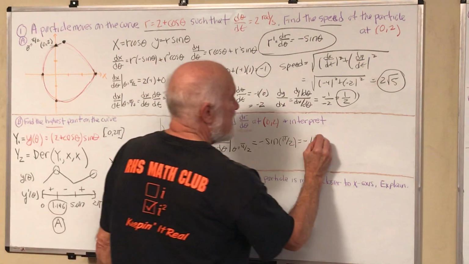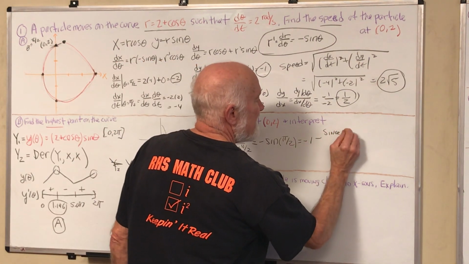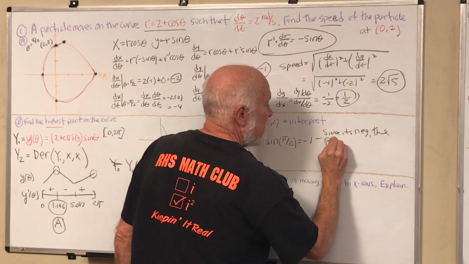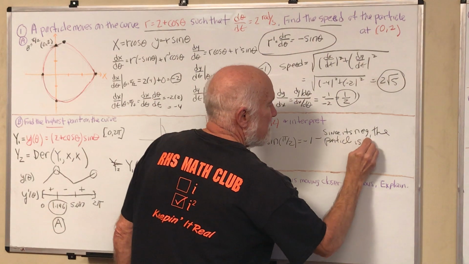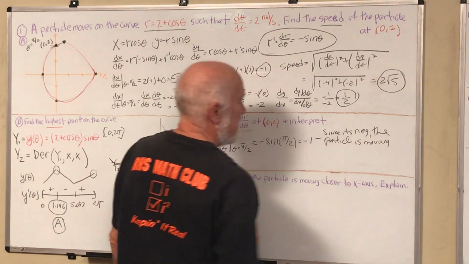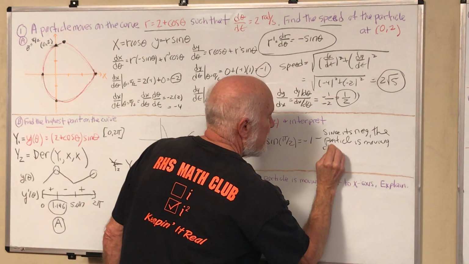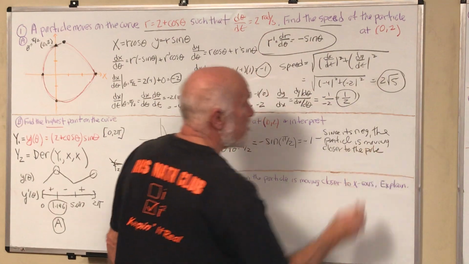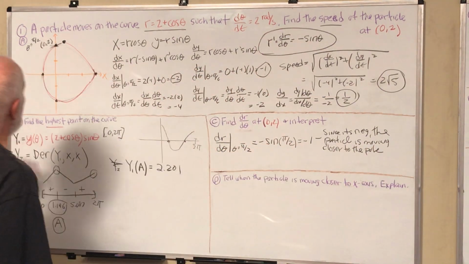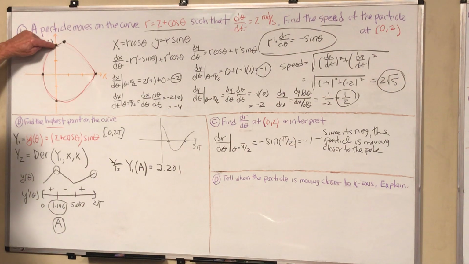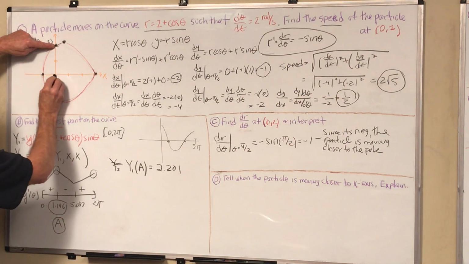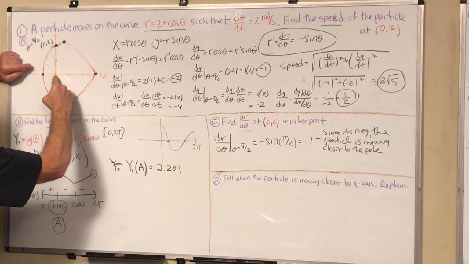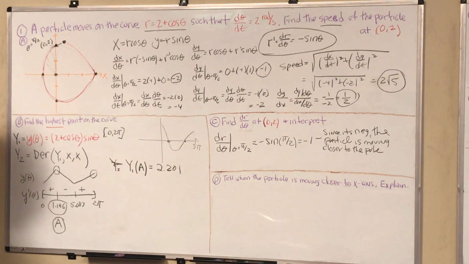Which means since it's negative, the particle is moving closer to the pole. R is getting smaller, so it's getting closer to the pole. So right at this point, you can see the radius is 2 there, and as you keep going, it keeps getting closer to this pole.